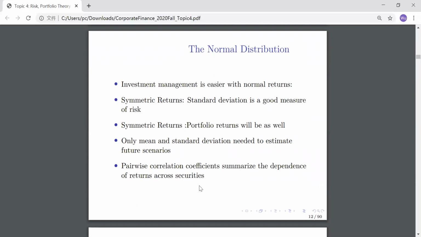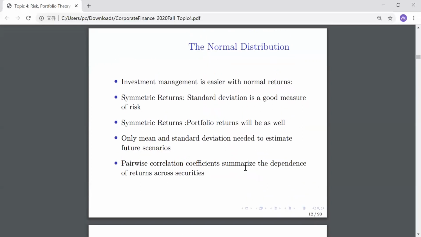So for investment, if we use the normal distribution, there are many advantages. For example, it is symmetric. So in that case, standard deviation is a good measure of risk, because the positive deviation and negative deviation are symmetric. And the symmetric return also gives you another advantage, which is if individual security stock returns follow a normal distribution, portfolio returns follow a normal distribution as well. And it is very easy to capture this distribution, in the sense that you only need to calculate the mean and the standard deviation. Now you can already draw this distribution.